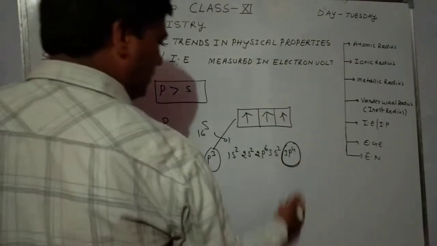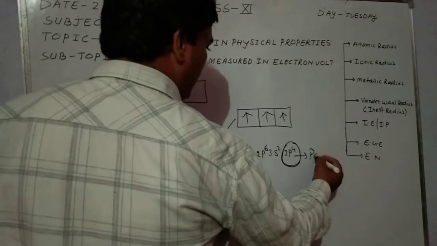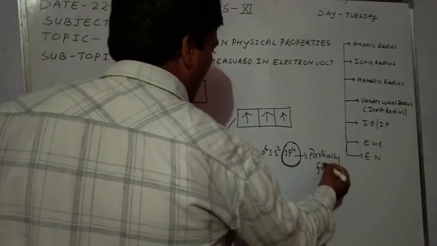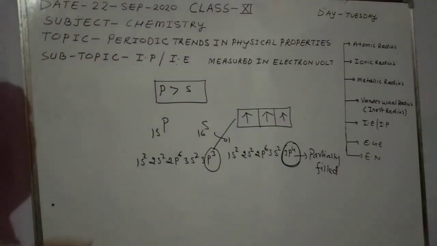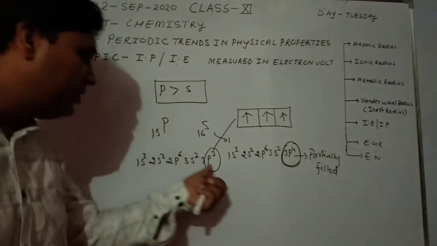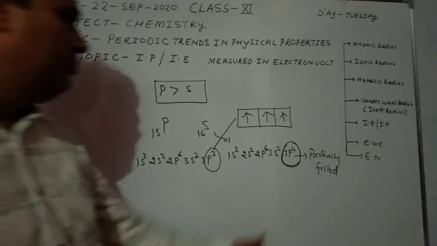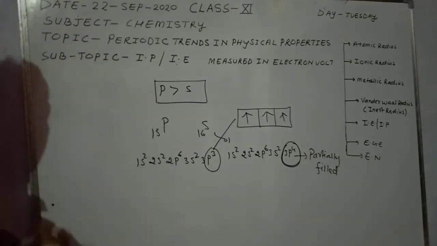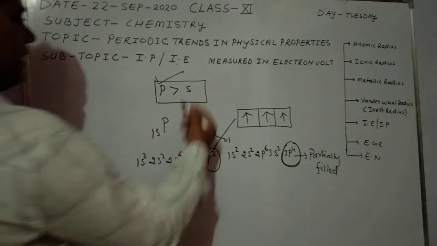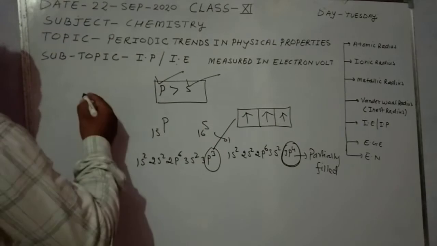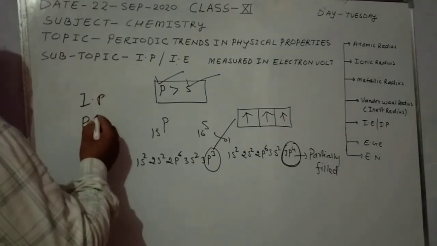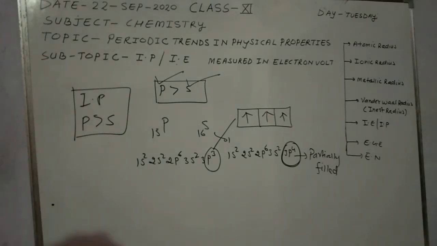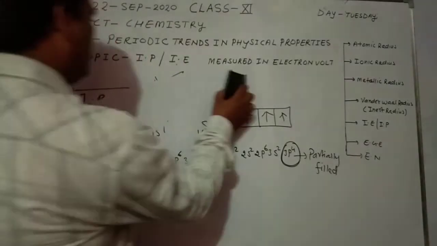So it is stable due to half filled electronic configuration because it contains 3 electrons. But in this case it is not, it is partially filled. So in phosphorus it is difficult to remove electron from p3, but in sulfur it is easy to remove electron from p4. So ionization enthalpy requires more energy or less energy. So ionization potential of phosphorus is greater than sulfur. So you are required to do question in this way.